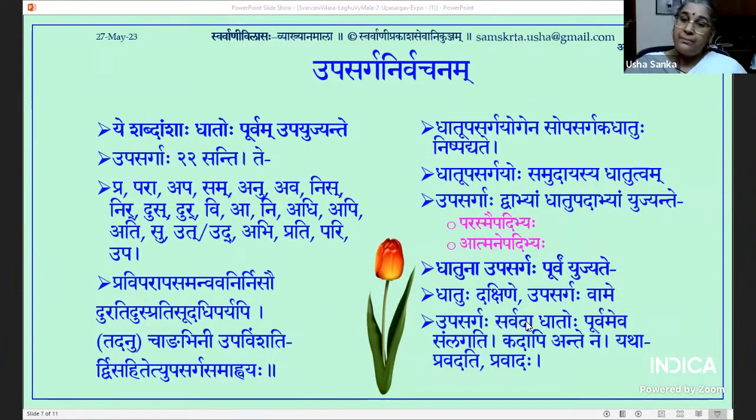We'll come to why it is important in the 4th class. This is like pravadati: you see pra on the left and vadati on the right. Pravadaha, whatever form it is, the upasarga is always on the left, and the dhatu is always on the right.